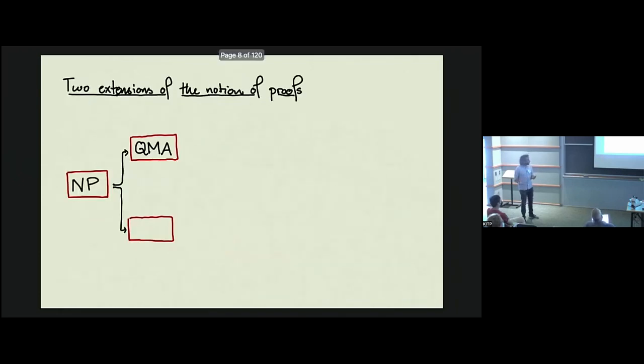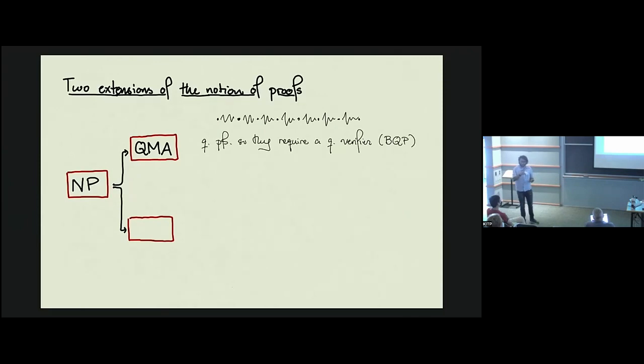Of course, why we're here today is that there are 2 natural extensions of the notion of proofs. The first is the notion of a quantum proof, which is captured in complexity theory by the class QMA. In a quantum proof, we no longer have discrete bits that describe the solution. It's a quantum state that's entangled across the bits. And in order to interpret this quantum proof, it necessitates a quantum verifier, which, if you're familiar with complexity theory, means that the verifier belongs to the class BQP. It's a polynomial time quantum device.